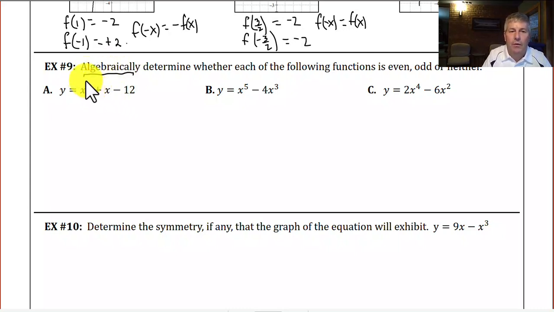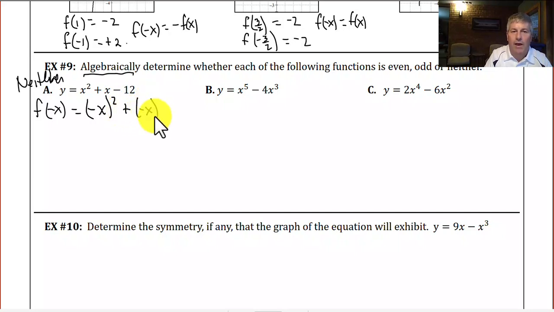But we can see here we have a second degree and a first degree. 2 is even, 1 is odd. So we've mixed our evens and odds. We already know this guy is going to be neither even nor odd. But let's go ahead and do our algebraic check. Our function f of x equals x² plus x minus 12. So let's see what happens when we put -x in. f of -x equals (-x)² plus (-x) minus 12. We simplify the right-hand side. We get positive x squared minus x minus 12.